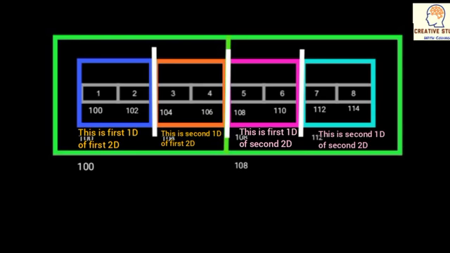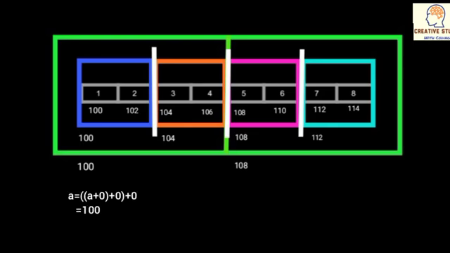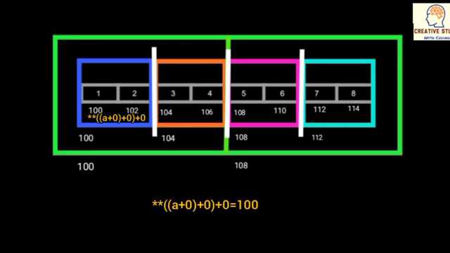So in a three-dimensional array, address of A[i][j][k] will be equal to A plus i plus j plus k, and A will be equal to A plus 0 plus 0 plus 0, or it will give the base address of the first element of the first 2D array, that is 100. And A plus 1 plus 0 plus 0 will be equal to the address of the first element of the second 2D array, that is 108. So this gives the address of the first 1D array of the first 2D, and this gives the address of the first element of the first 1D, and this gives the value of the first element.